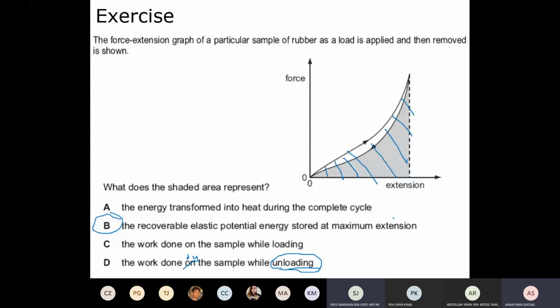Any questions from this question? Anyone? Don't have? Understand? Work done on the sample means the body must gain elastic potential energy. Then you did work done on the sample. I have a question. Yeah.